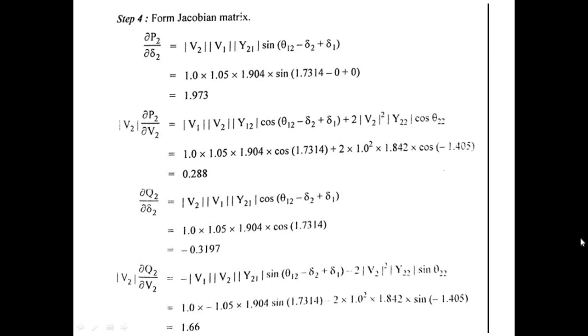Step 4: from the Jacobian matrix, del P2 by del delta2 is equal to V2 V1 Y21 sin(theta21 minus delta2 plus delta1), that is equal to 1.0 into 1.05 into 1.904 into sin 1.7314 minus 0 plus 0, that is equal to 1.973.